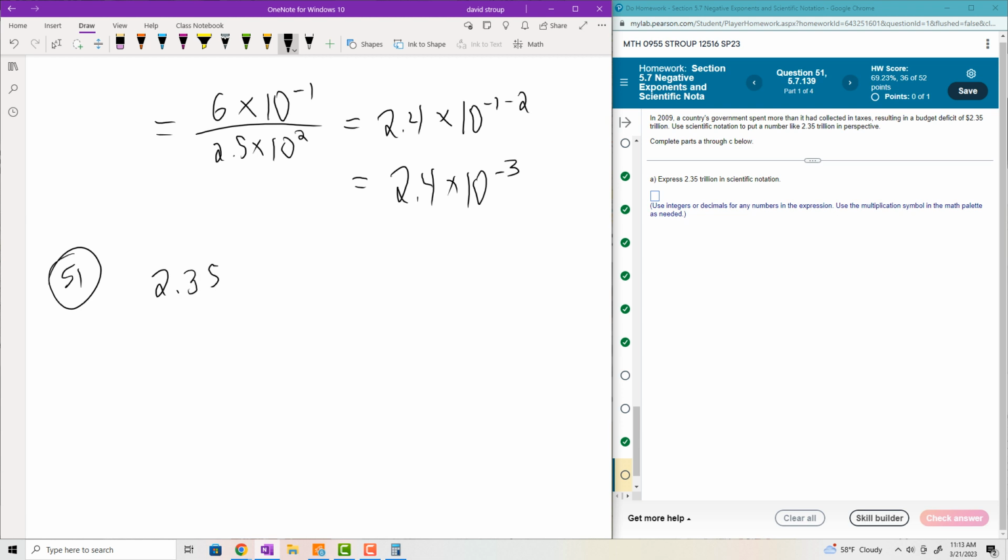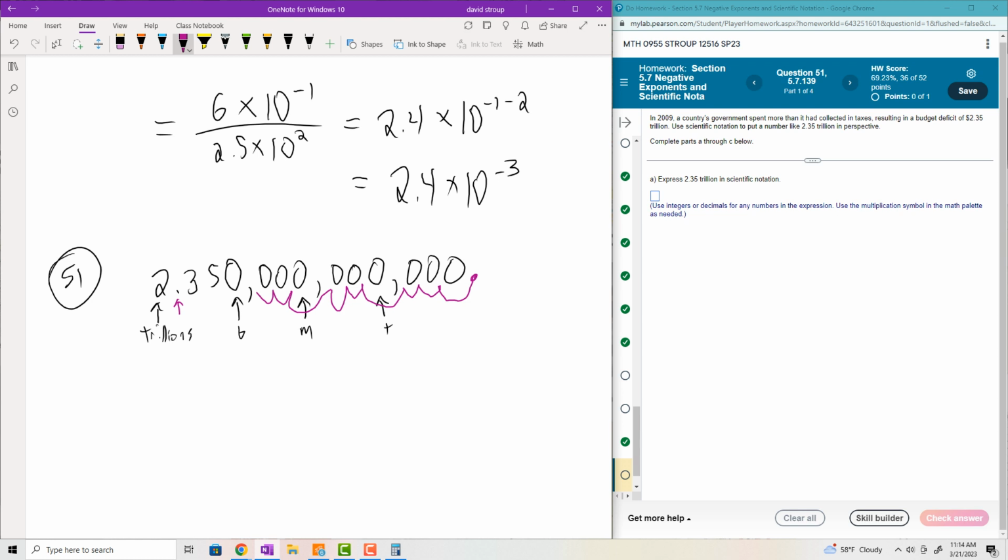Okay, so $2.35 trillion. So we want this to be our trillions position. So it'd be 350 billion, and then 000 million, and then 000 for the thousands, and then 000. Okay, so this would be the thousandths, that would be the millionths, this would be the billionths, and then finally the trillionths comes after that. So for our decimal, we want to put the decimal right here. The decimal right now is over here, so I have to move 1, 2, 3, 4, 5, 6, 7, 8, 9, 10, 11, 12. So I have 2.35 times 10 to the 12th.